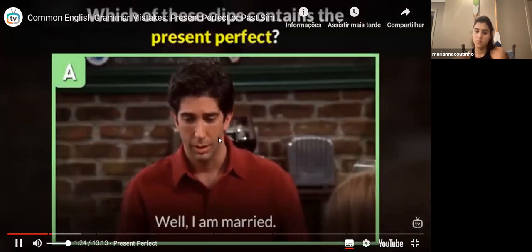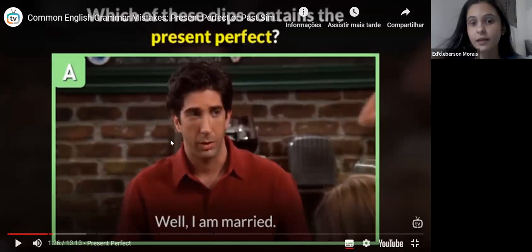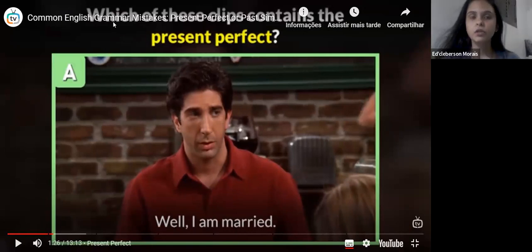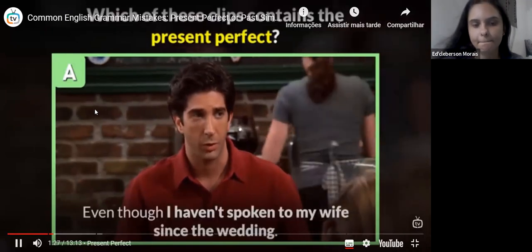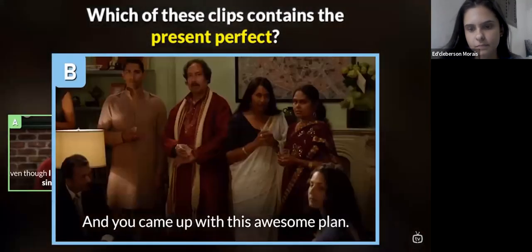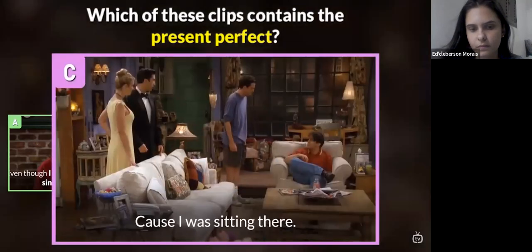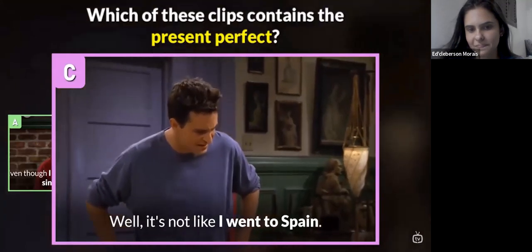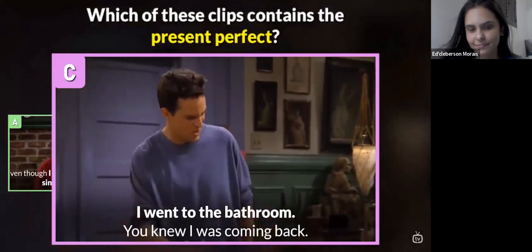Well, I am married. No, I haven't spoken to my wife since the wedding. You are confident and you're punctual and you came up with this awesome plan. Yeah, we came up with this awesome plan. Because I was sitting there. But then you left. Well, it's not like I went to Spain. I went to the bathroom. You knew I was coming back.